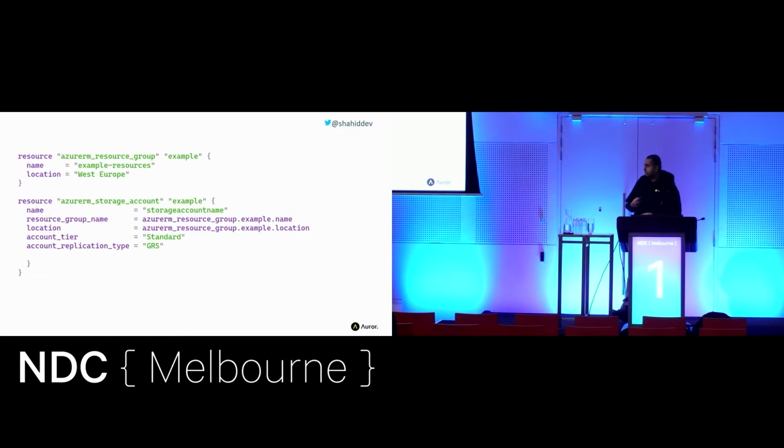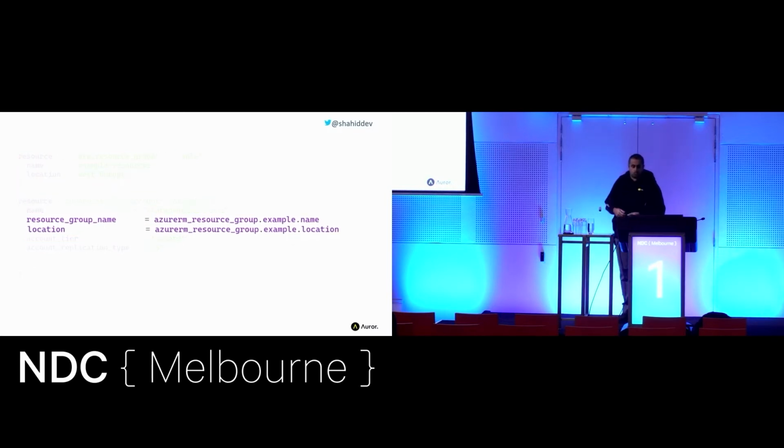So let's have a look at an example of creating a storage account using Terraform. And immediately you can see it's a lot terser. It's just a lot easier to read. I'm going to whiz through this quite quickly, but you can see here we're referencing variables. We're just dotting into them. This feels a little bit more natural to me.